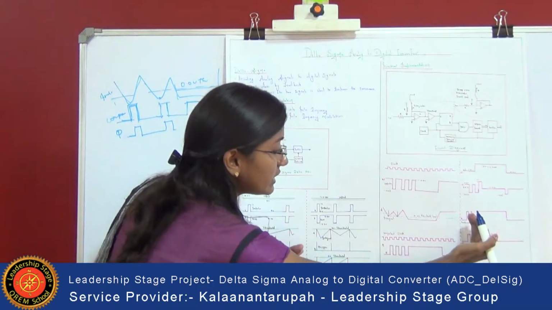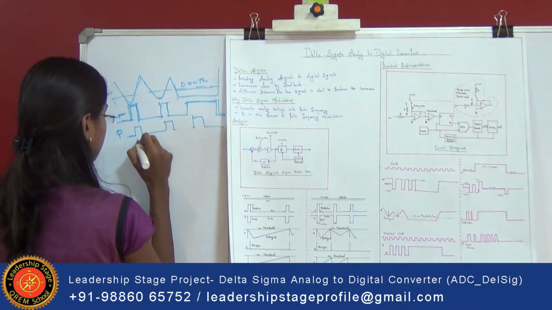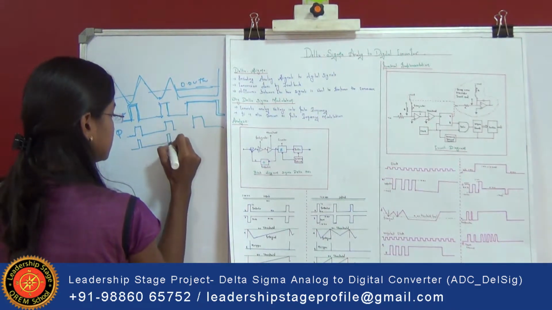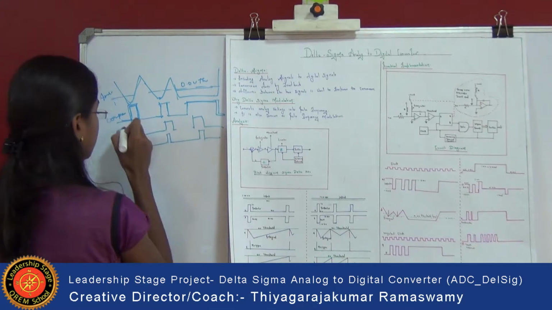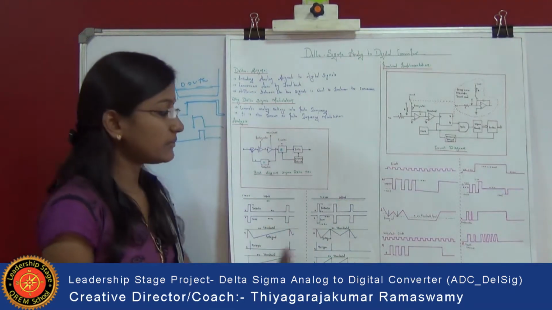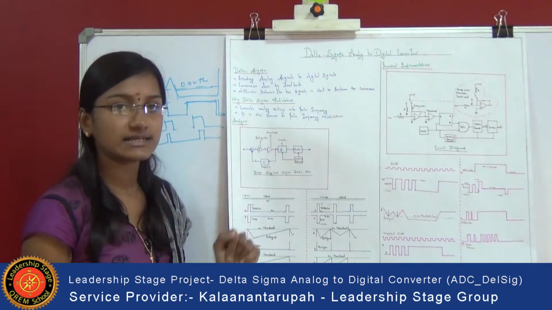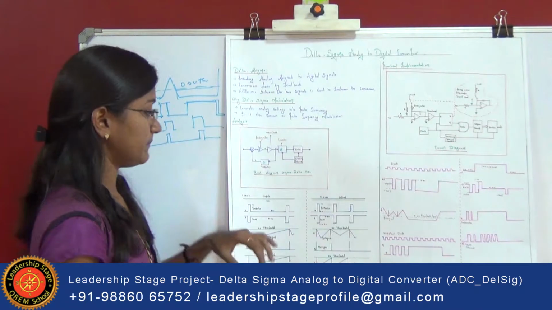Here we are going to reduce the slope when compared to this Q cycle. The slope gets decreased when compared to this Q. So one source of error can be eliminated by using this practical implementation of the delta sigma analog to digital converter.